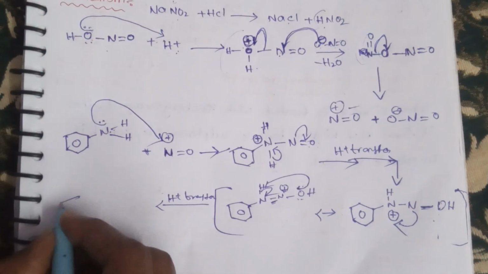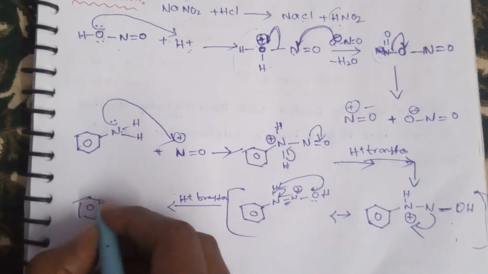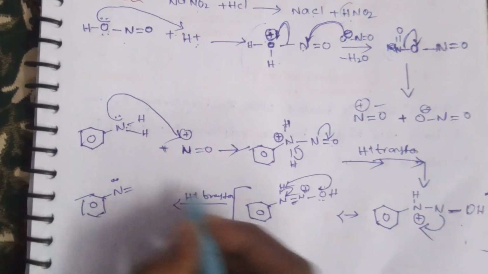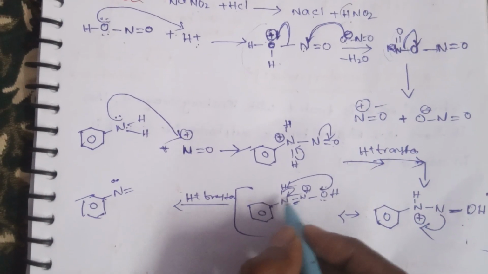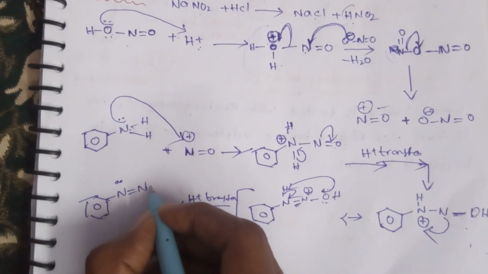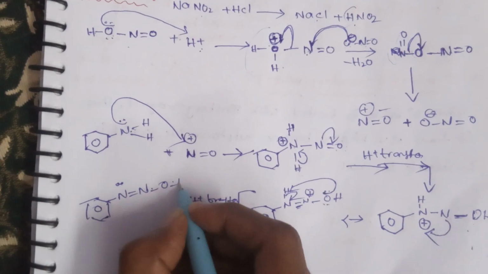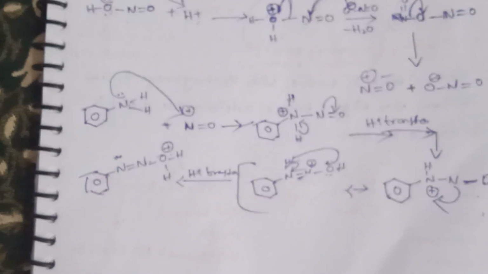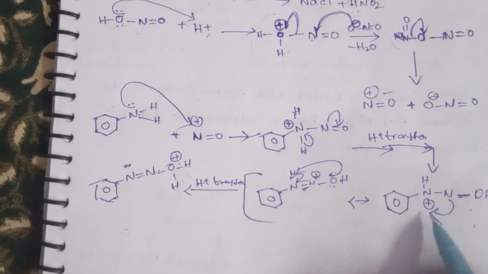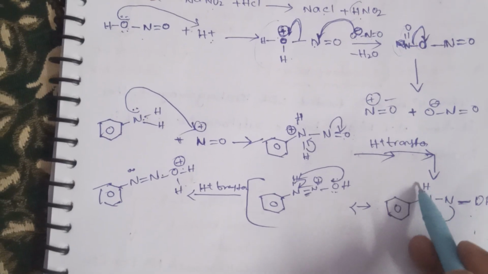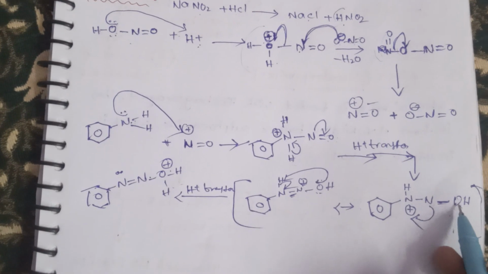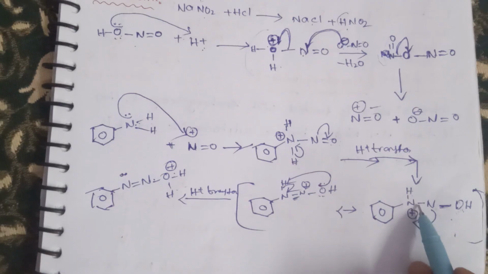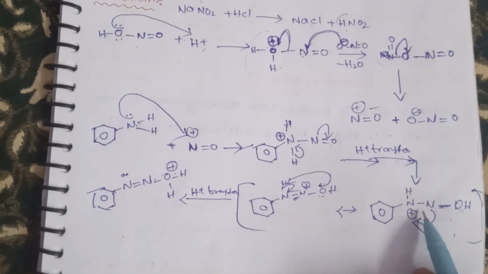Now what happened? Nitrogen already has the lone pair and this double bond N. Oxygen gets hydrogen and again one hydrogen, that means a positive charge. Now we have to write like this, again hydrogen transfer. That means this hydrogen is transferred to this oxygen. That means oxygen gets H and again H. So this bond is migrated like this, N double bond N.